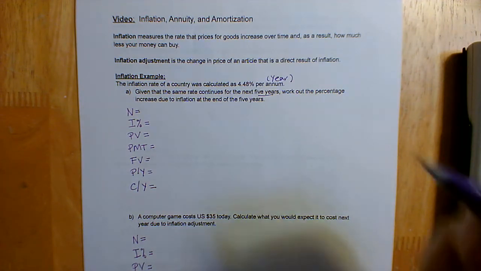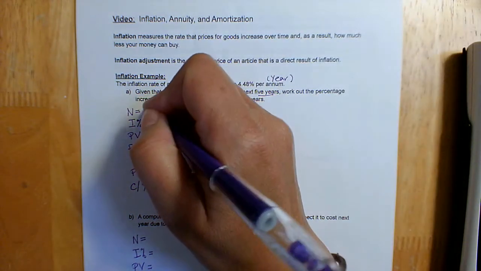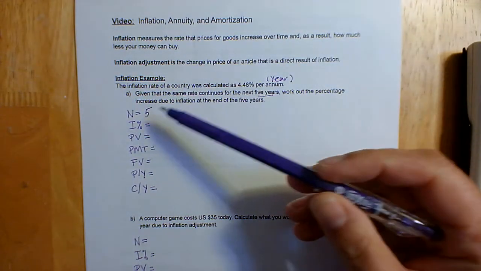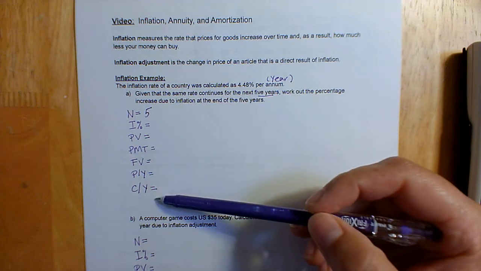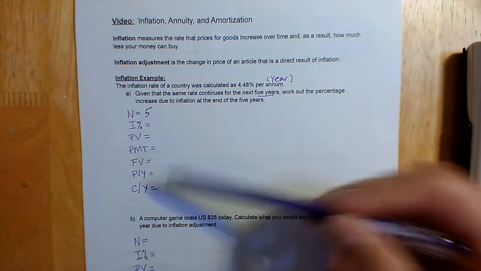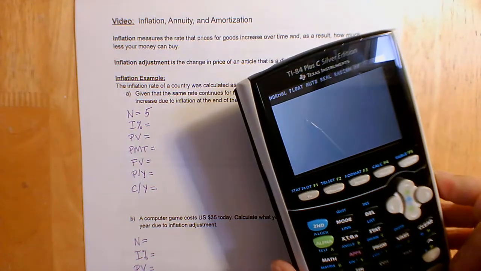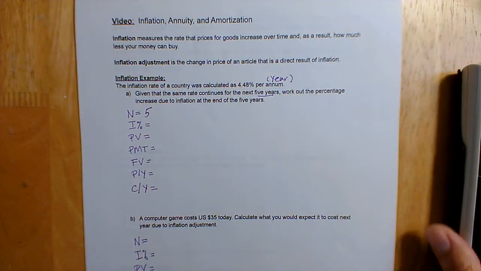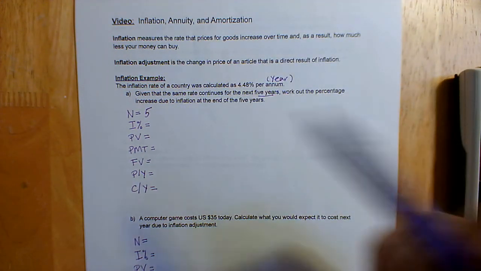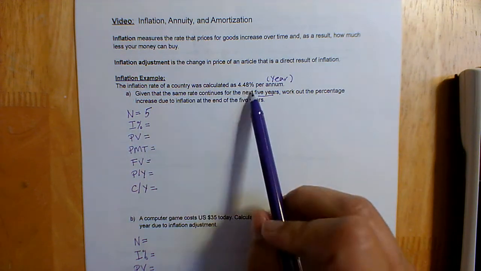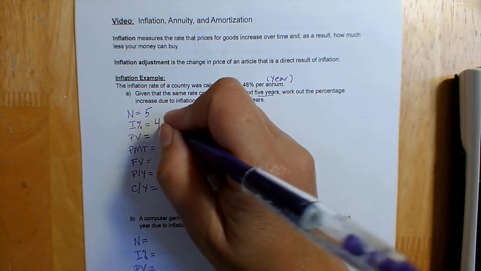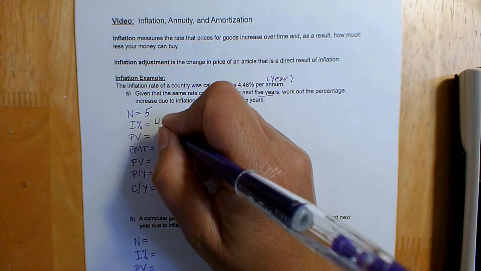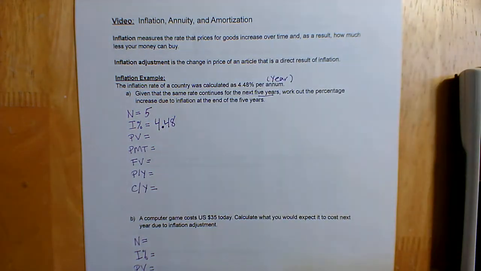All right, well, first we know 5 years, so that's going to be our N. And remember, in class I've been saying write out your menu. So this menu should be written out before you even think about going to the calculator. So please write out your menu. So N is 5. We have the inflation rate at 4.48. Please remember, it is just your decimal. You're putting it in as is.